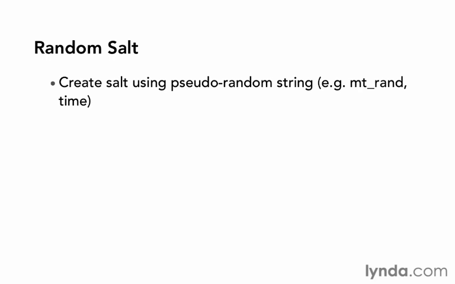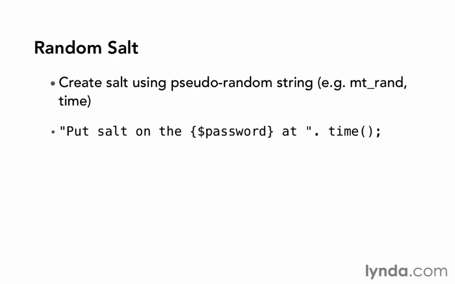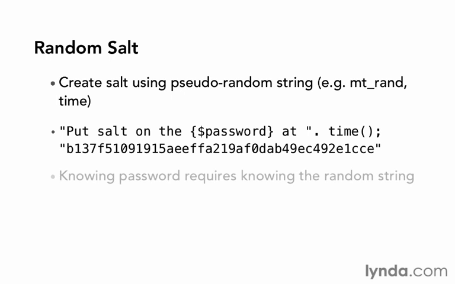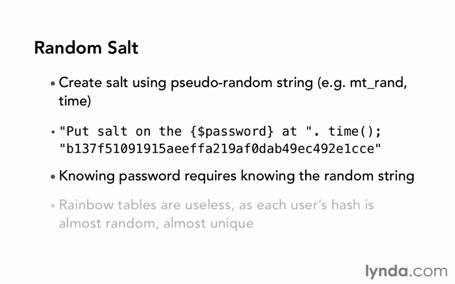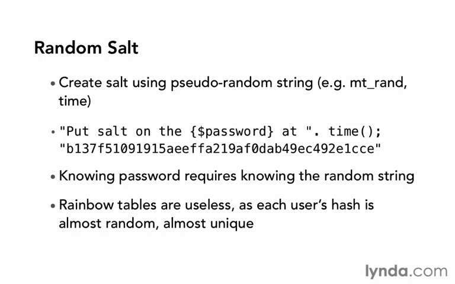And we can go even further by having random salt. That is, we can create our salt by using pseudo-random strings, not by using something that's predictable like the username. So we have mt_rand or time. Those are PHP functions that return things that are pseudo-random. They're not 100% random, but pretty close. And then we can generate our string like put salt on the password at, and then we can have the time appended to it. And that would then give us a different result. So now knowing the password is going to require knowing what the random string is. Rainbow tables become completely useless as each user's hash is almost random, almost unique.